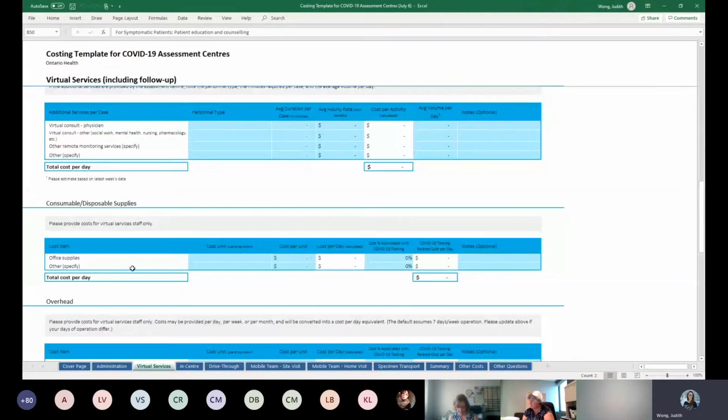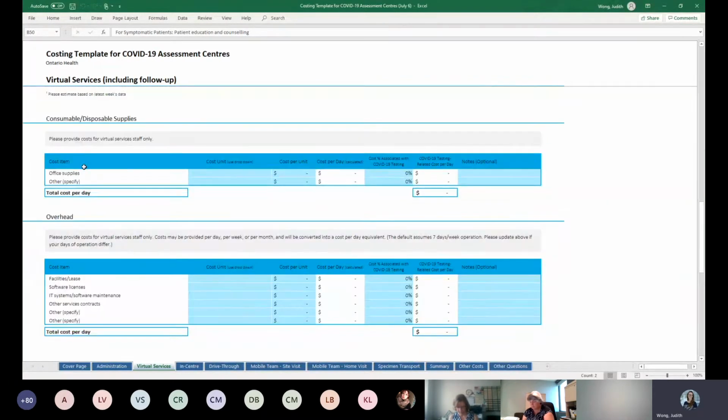Similarly to administration, we're collecting supplies, which we again assume would be office supplies in this case, and overhead costs. Those should be filled out the same way as you would for the administration tab. And I'm going to pause here. Julia, do you want to let me know if there are questions?